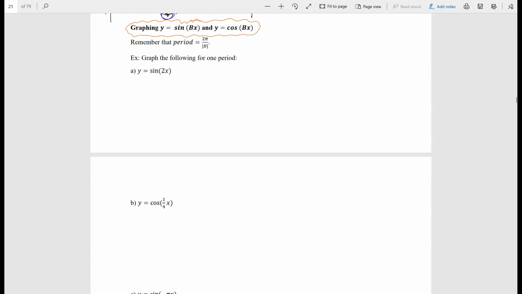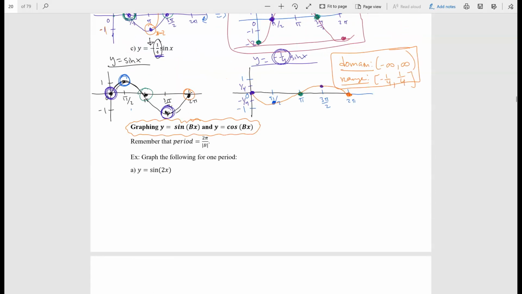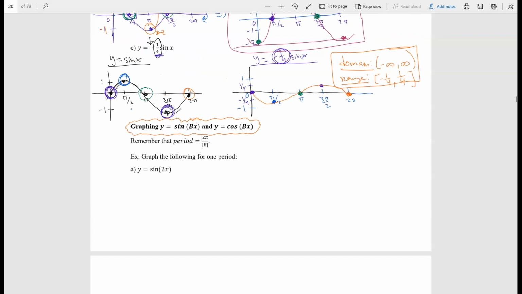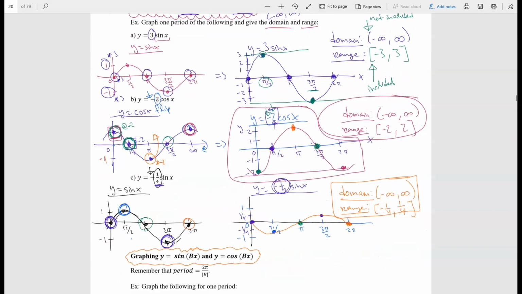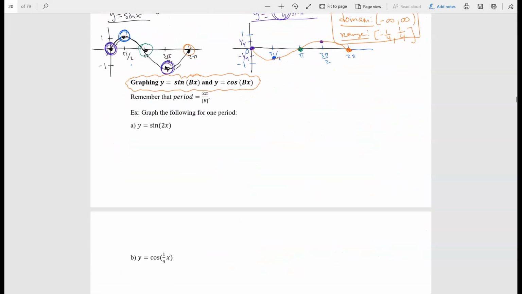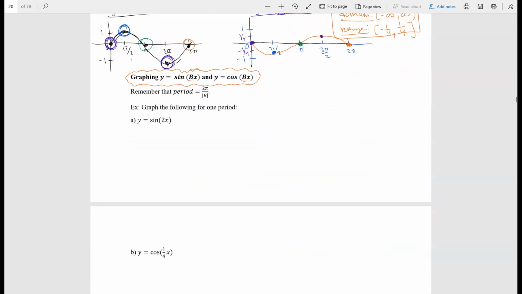So what happens when the inside is being influenced? Now remember that the inside is basically all of the angles. And we saw that in the beginning, all of our angles were always from 0 to 2 pi. So we were just comfortably within this particular cycle. Now, when you have a b in here, that's going to alter the period. So the period here is going to be 2 pi over b, which tells you what the new period is going to be. So the new period will be 2 pi, divided by whatever this number is.